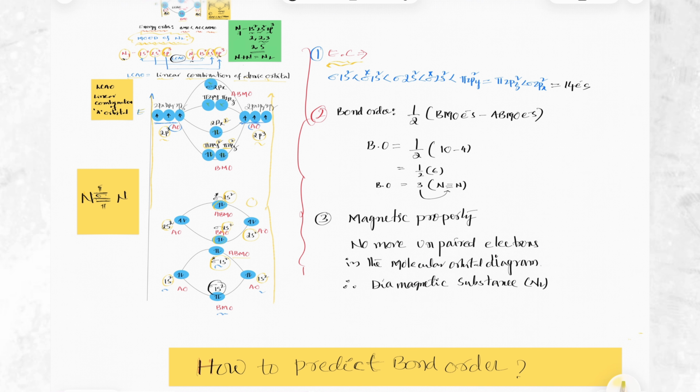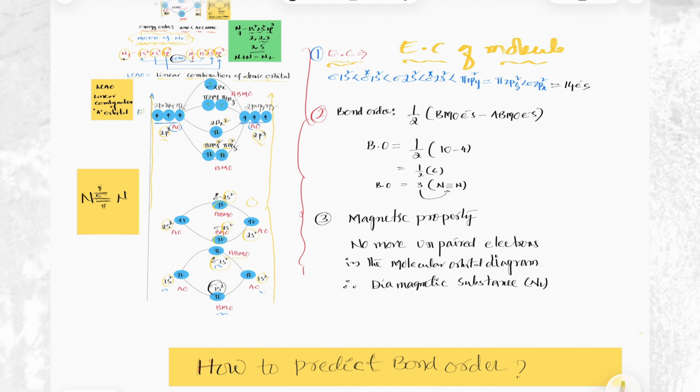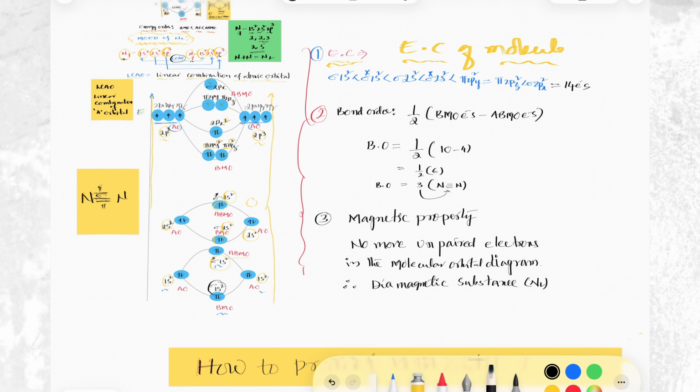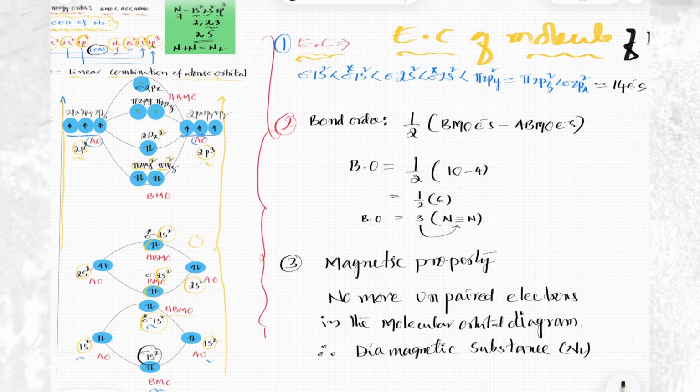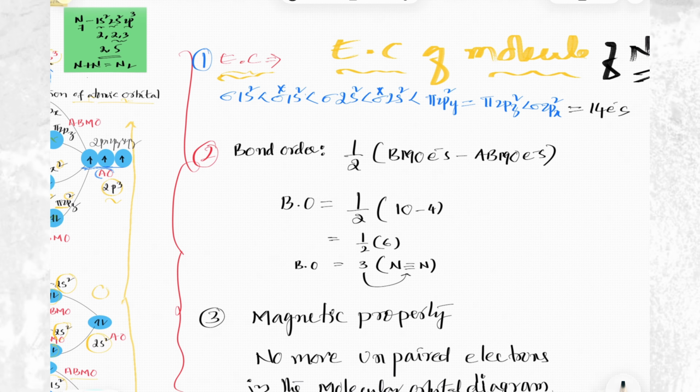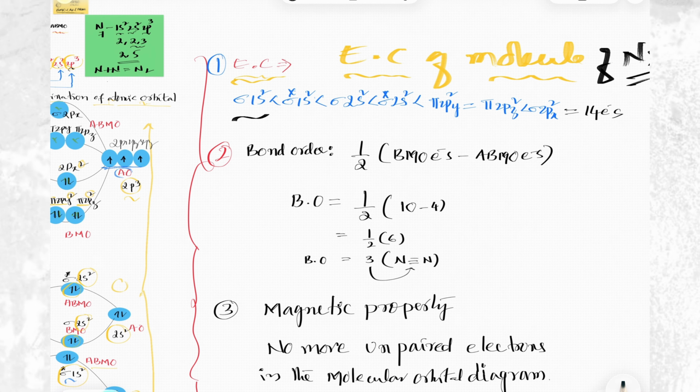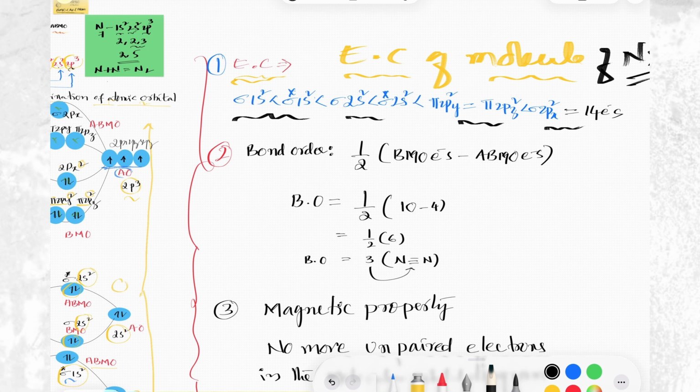How to find the electronic configuration of this molecule? EC means electronic configuration of what? Of the molecule. Students, we are discussing the electronic configuration of the N2 molecule. Now all of you concentrate. We find the electronic configuration from the MO diagram only.